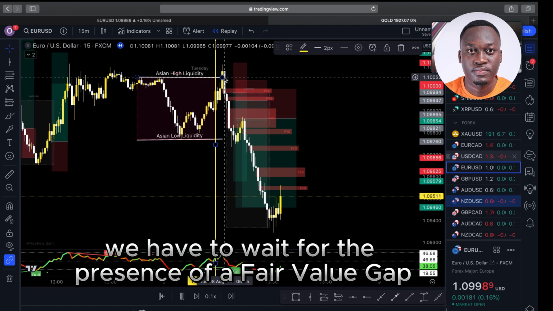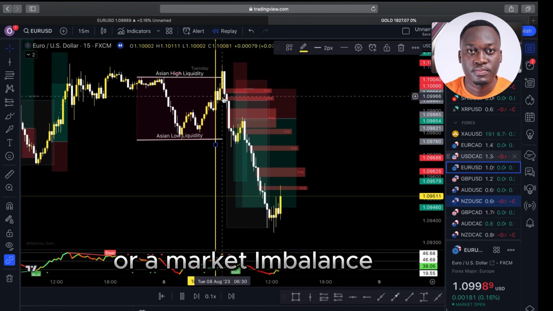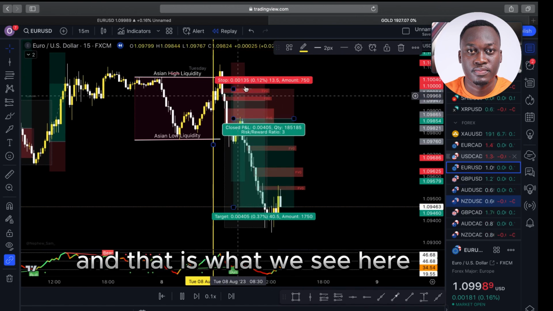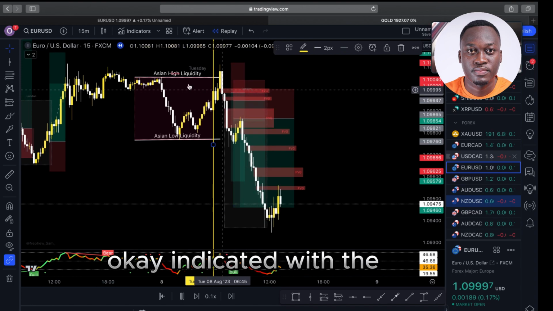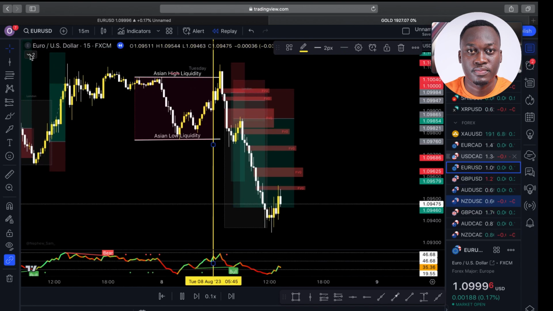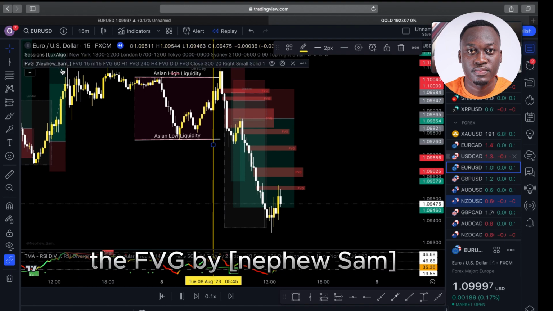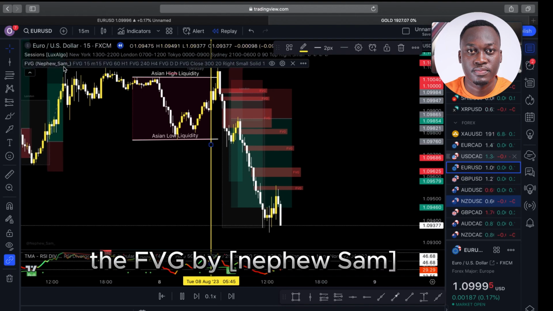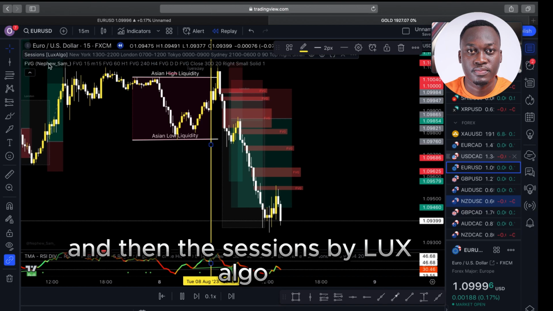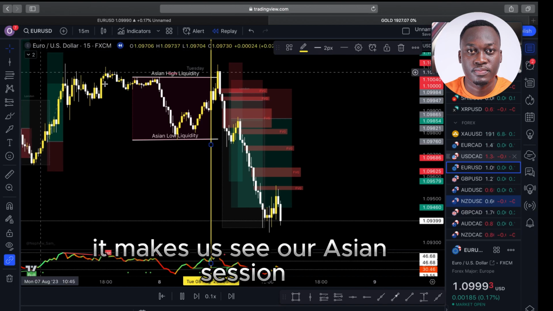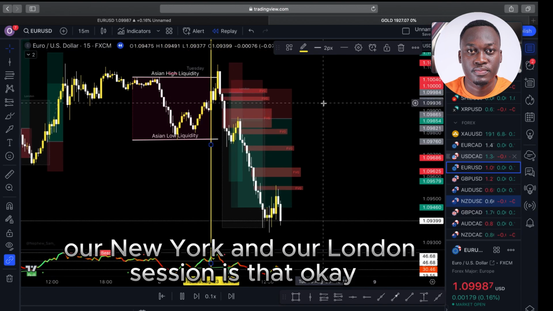And now that we know our bias, we don't immediately take a trade. We have to wait for the presence of a fair value gap or a market imbalance. And that is what we see here, indicated with the FVG by Nephew Sam, and then the sessions by Lux Algo. It makes us see our Asian session, our New York and our London session. Is that okay?